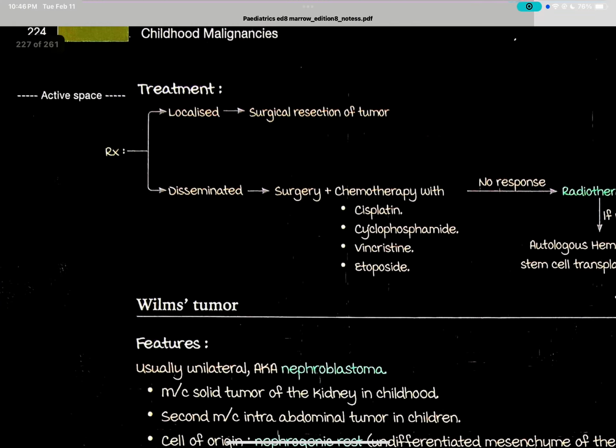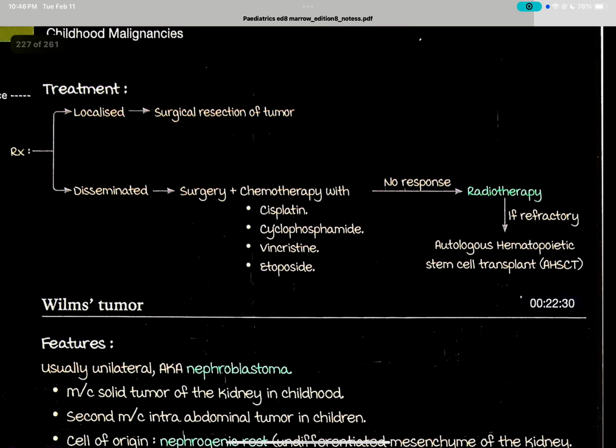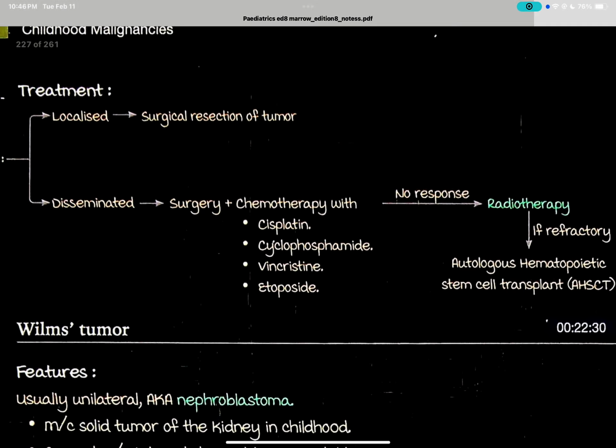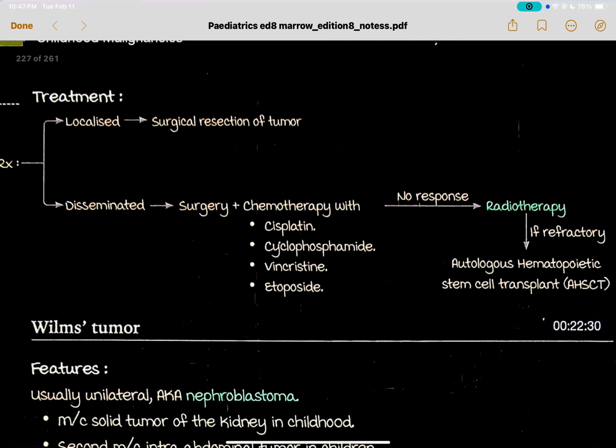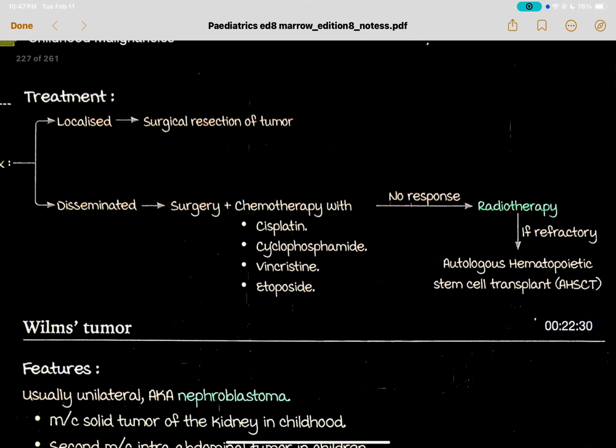That's high risk. Treatment: if localized, you surgically resect the tumor, and that's it. If disseminated, you do surgery plus chemotherapy, both. You give cisplatin, cyclophosphamide, vincristine, and etoposide.